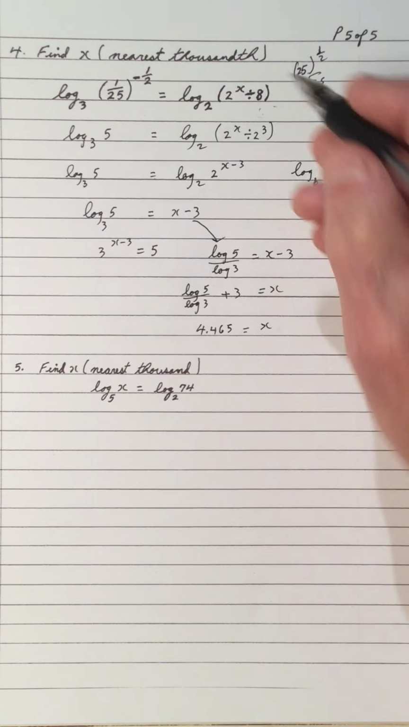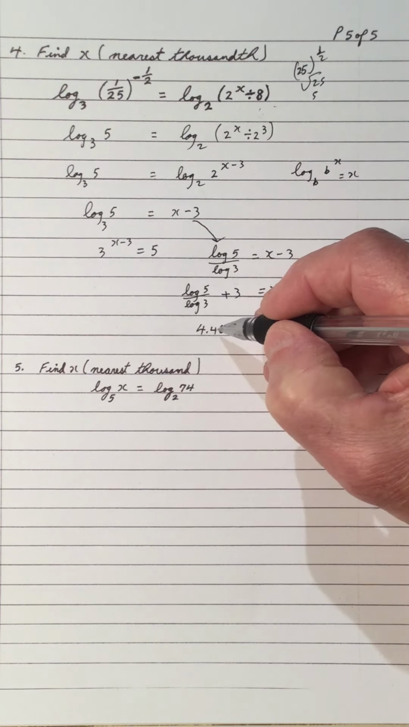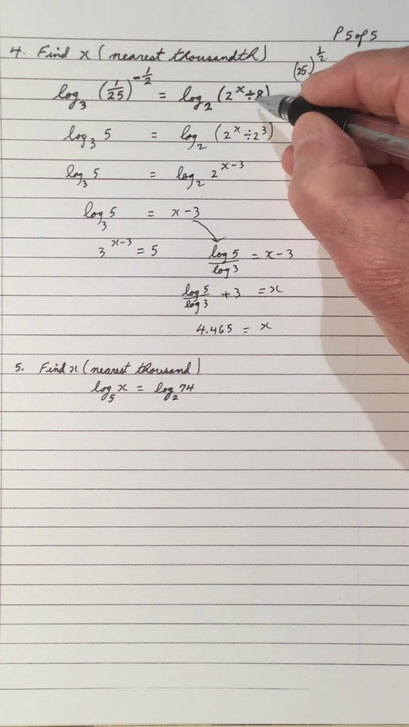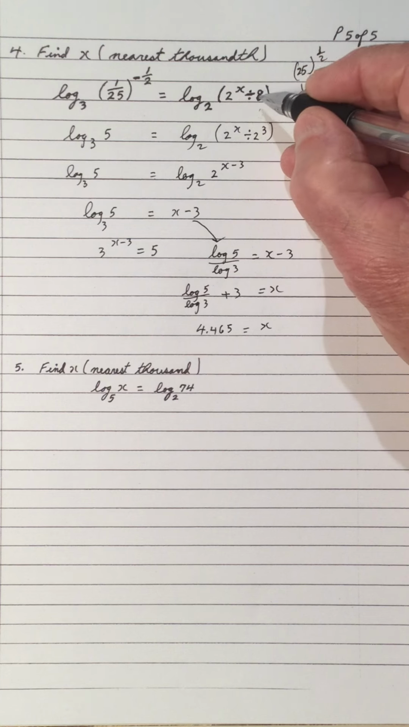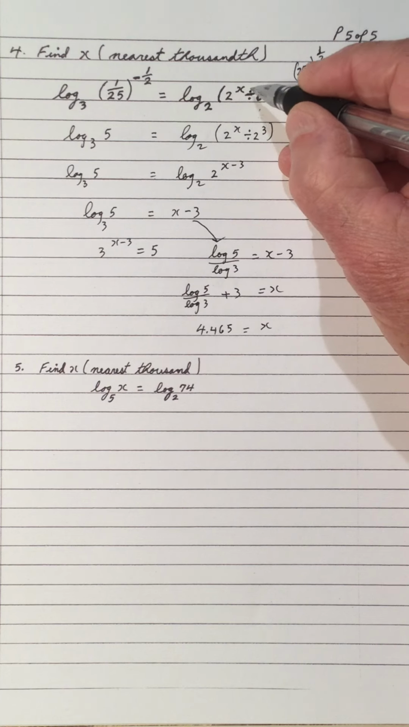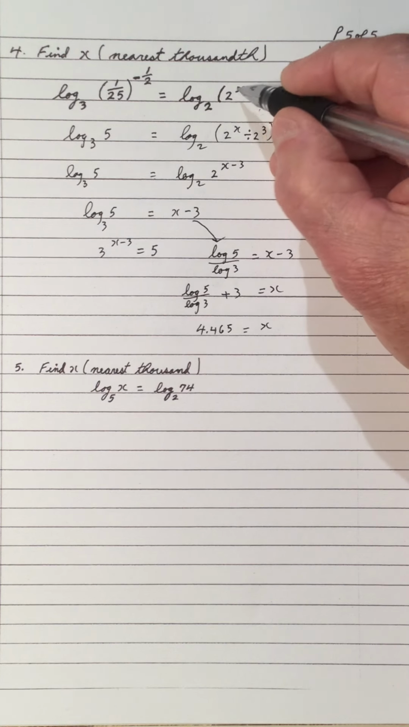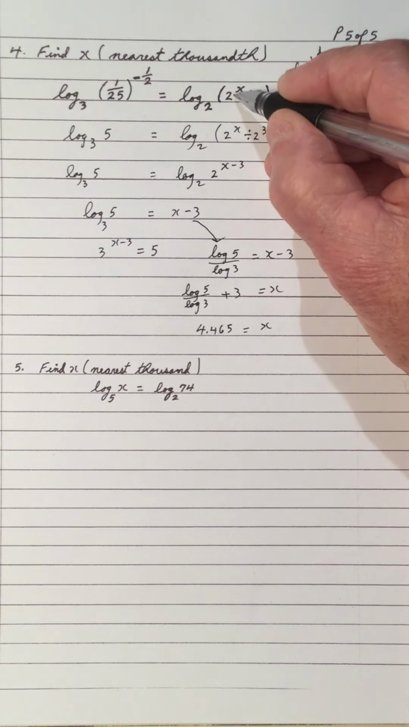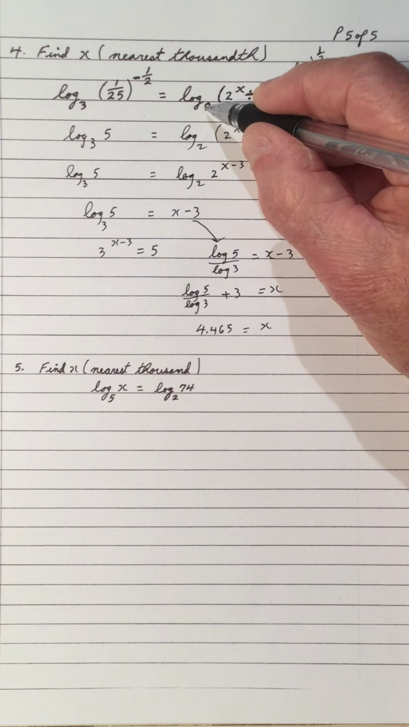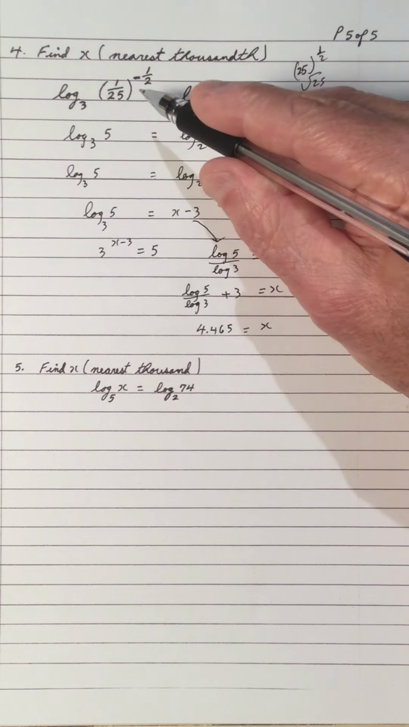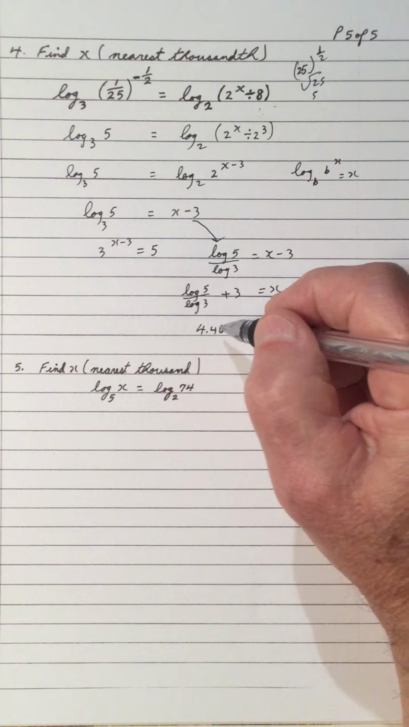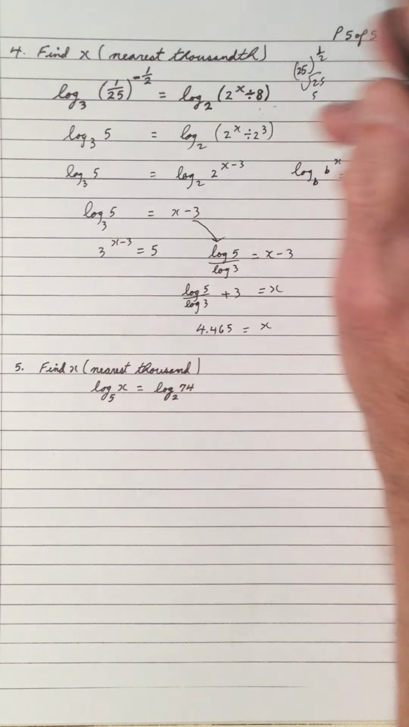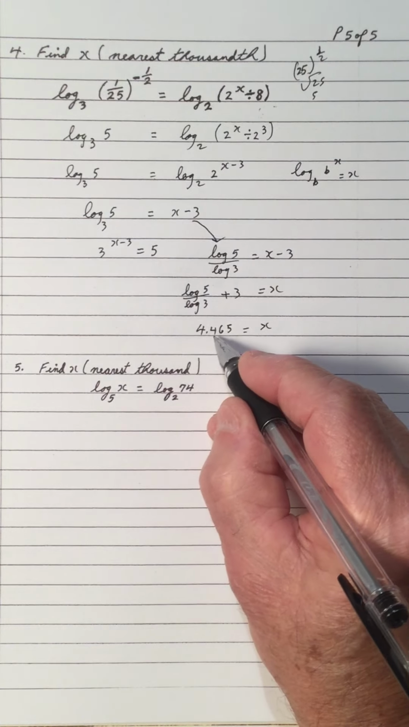4.465. So if you take 4 to the 4.65, sub it in here, divide it by 8, and you'll get a decimal. So you take the log of this decimal, or whatever it comes out to be, divide it by the log of 2, and it should give you the same answer as what we have here. The log of 5 divided by the log of 3, 4.465.